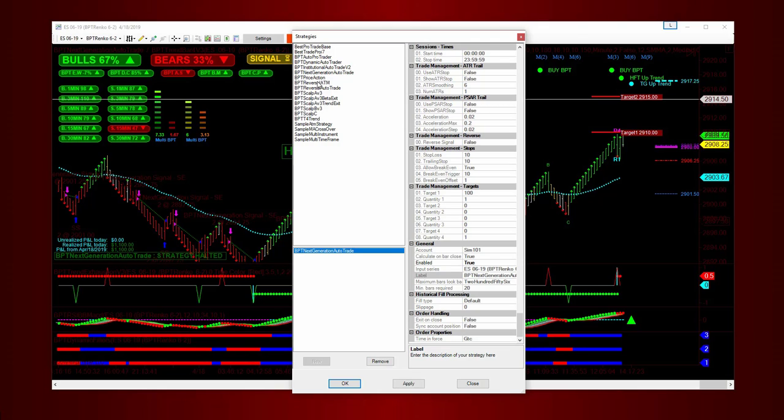An ATM reversal is available on NT7 only. Price action is available on NinjaTrader 7 only. This is a different price action. This is based on a signal. I'll try to cover that. The next generation is available on NT7 and NT8. Institutional is on NinjaTrader 7 and 8. The dynamic is only on NinjaTrader 7.